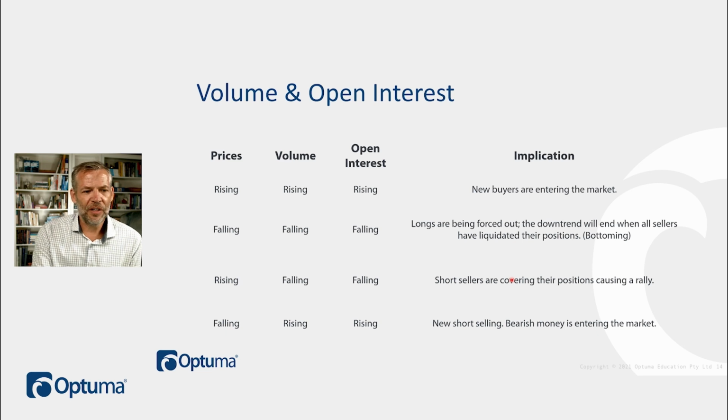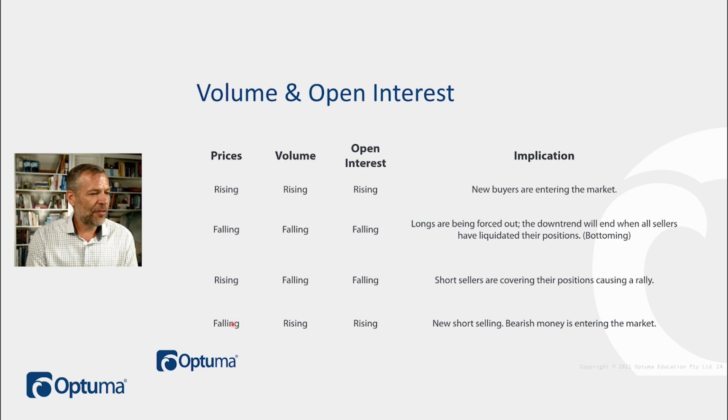So if prices are rising but volume's falling and open interest is falling, then what we believe that to be is short sellers are covering their positions. The fact that the volume's falling away and the open interest is falling away shows that there's a lack of conviction in that price. As I said, the implication is short sellers are covering their positions and it's causing a small rally, but that won't be sustained. Once they've covered their positions, then the buying pressure's gone. Remember, when you're covering a position, that contract disappears, and so that's why we get the decreasing open interest there. And the falling of volume just means that there's less and less of that going on.